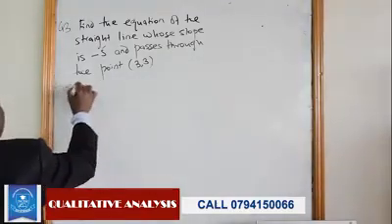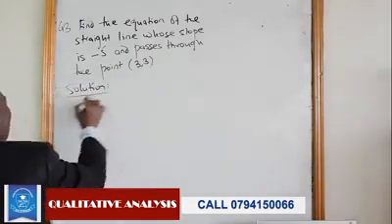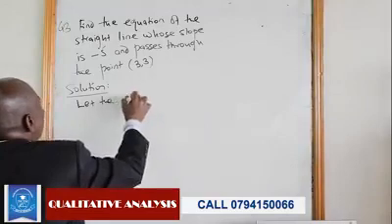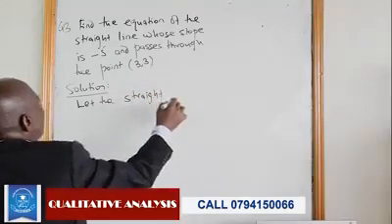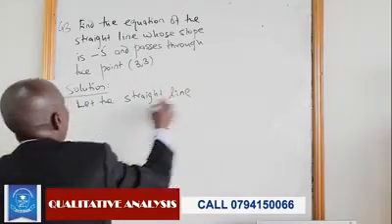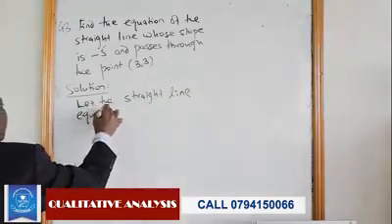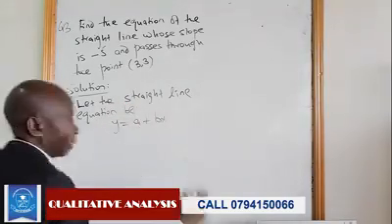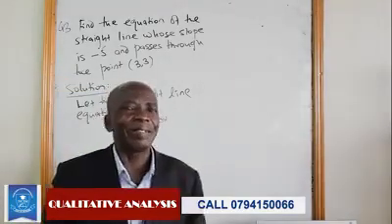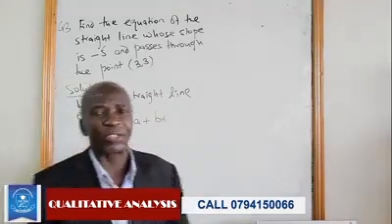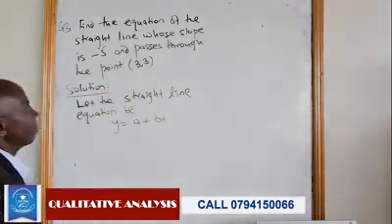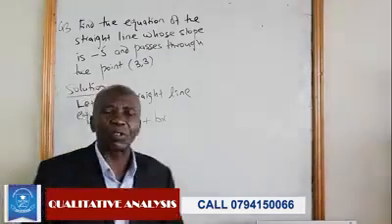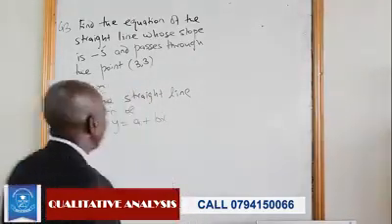Solution to this. Let the straight line equation be y is equal to a plus bx as before, because this is a linear function. A straight line is simply a linear function or an equation. Now, we want to solve for a and b just like we did with the previous examples, so that we fix a relationship between y and x.